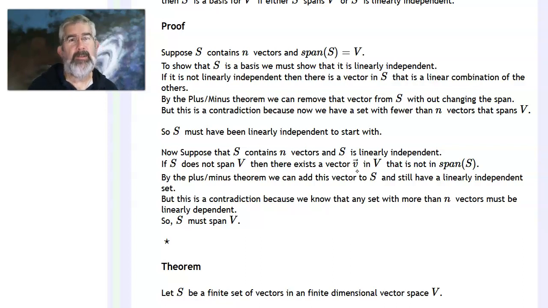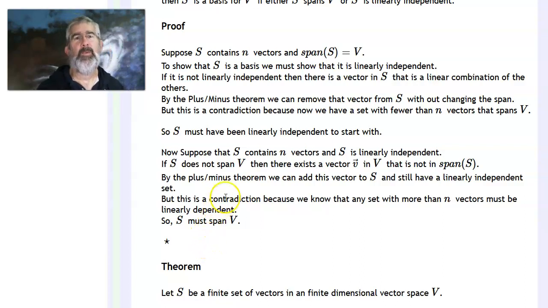So I can take that particular vector V and stick it into S, and it'll still be linearly independent, right? S was linearly independent to start with, and now if I add that vector V to it, that's the plus part of the plus-minus theorem, I'll still have a linearly independent set. But that set now has n plus 1 things in it. And I know from that first theorem up above that anything with more than n vectors must be linearly dependent, but the plus-minus theorem said it must be independent. So there's a contradiction here, and my assumption that S does not span is false. So S does span V, and so it's got to be a basis.